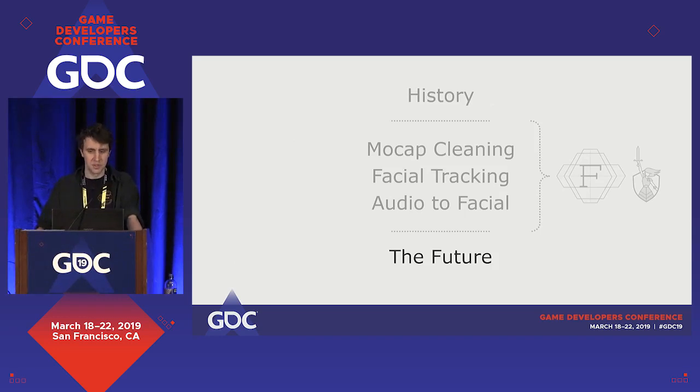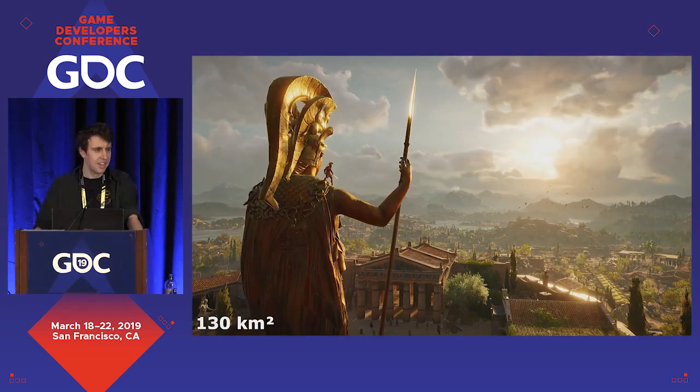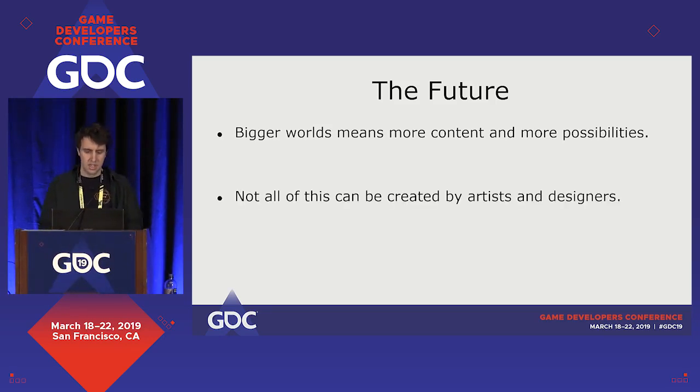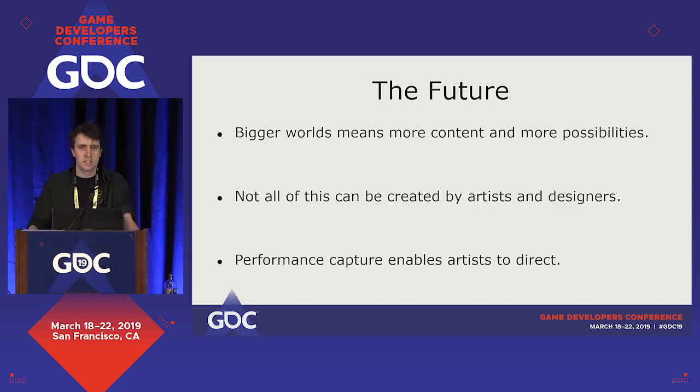Okay, so the future. So the map in Odyssey was 130 squared kilometers, which is absolutely ginormous. And it's clear that if we have these big worlds and we want more content and we want richer content, not all of this can be created by hand by artists and designers. It's simply impossible to fill this world with this much content. And I think there are many ways to tackle this. There's procedural generation techniques, there's data pipelines and efficiency.